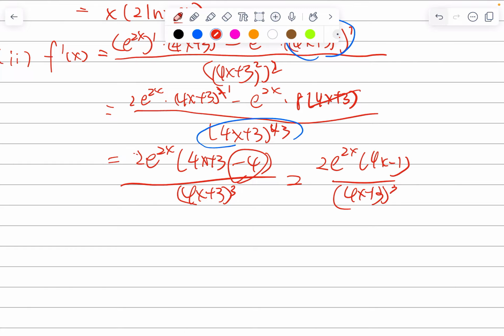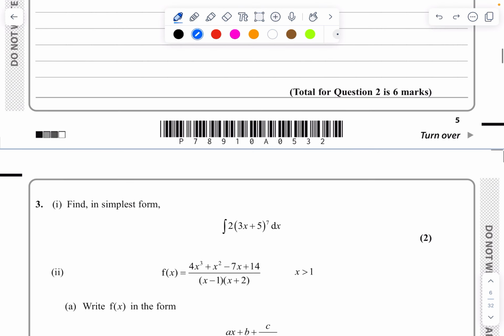How did this become a negative 4, you may ask? It's because if I take 2e to the 2x out and we take 2 out here, then we will have a 4 remaining, right? Okay, I think I did an okay job explaining this.